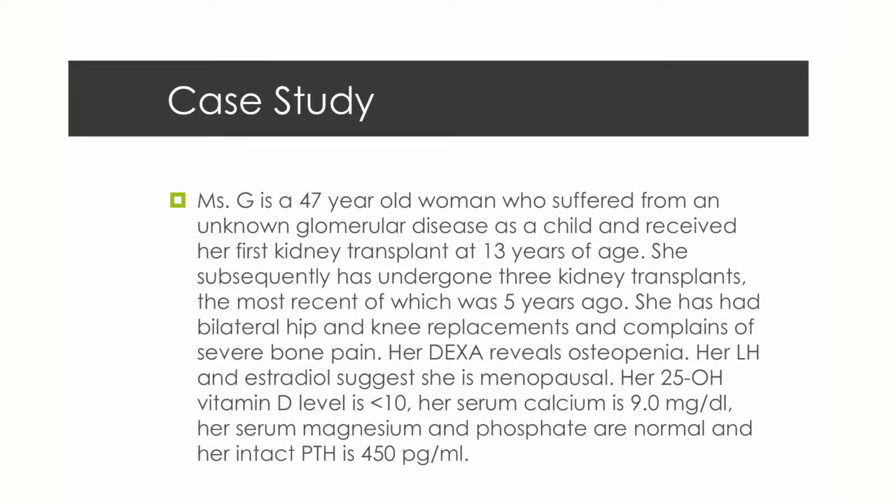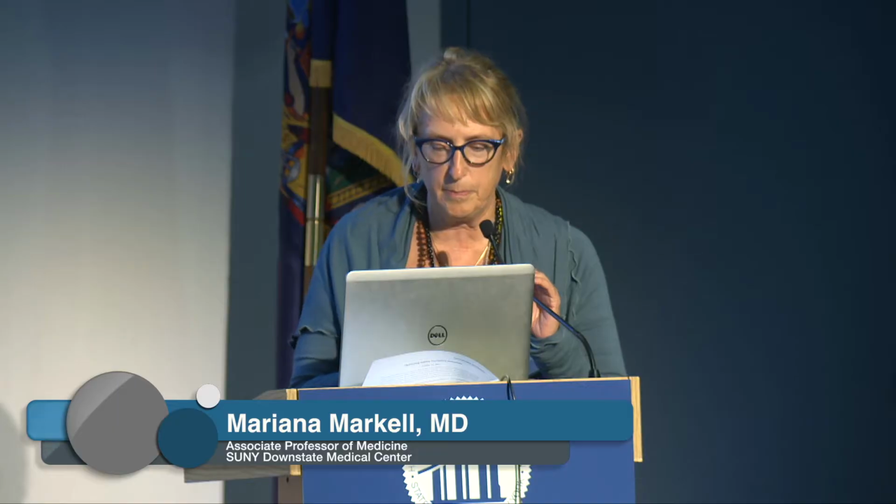So Ms. G, this is a true case, is a 47-year-old woman who suffered from an unknown glomerular disease as a child and received her first kidney transplant at 13 years of age. She subsequently has undergone 3 kidney transplants, the most recent of which was 5 years ago. She's had bilateral hip and knee replacements and complains of severe bone pain. Her DEXA reveals osteopenia. Her LH and estradiol suggest she is menopausal. Her 25-hydroxy vitamin D level is less than 10. Her serum calcium is 9, and her serum magnesium and phosphate are normal. Her intact parathyroid hormone is 450 picogram per milliliter.